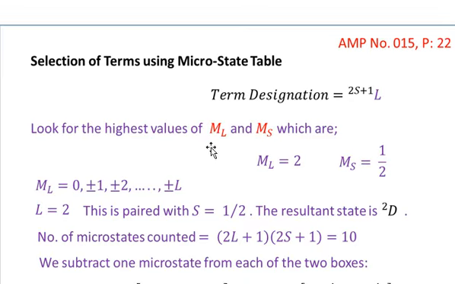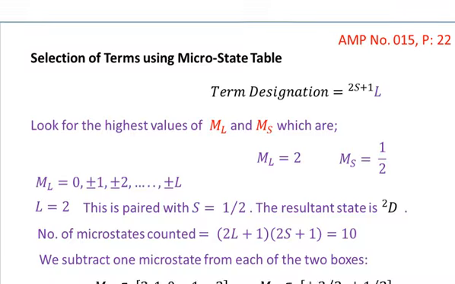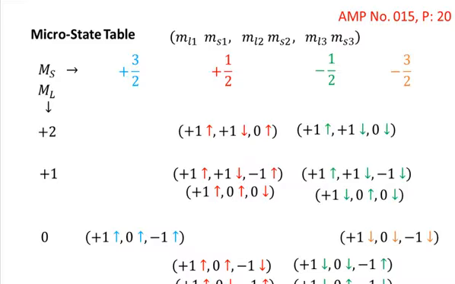So look for the highest value of M_L. Now the rule is that if you want to construct a state, look for the highest value of M_L and M_S. And you know that in the table, the highest value of M_L is equal to 2 and the highest value of M_S is equal to +1/2 corresponding to M_L equal to 2. So corresponding to M_L equal to +2, the highest value is +1/2.